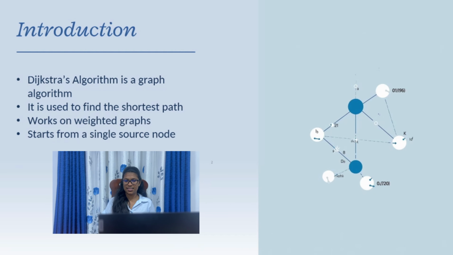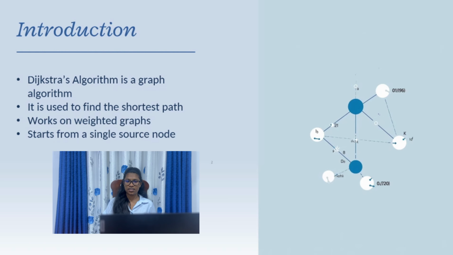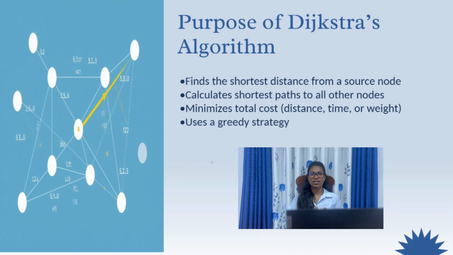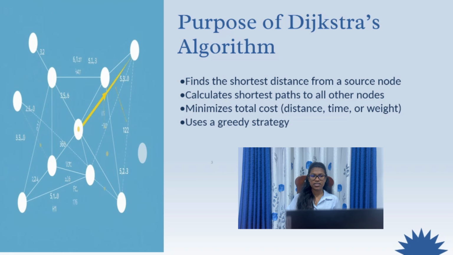Dijkstra's algorithm is a graph algorithm. It is used to find the shortest path, works on weighted graphs, and starts from a single source node. Let's talk about the purpose of Dijkstra's algorithm. The main purpose of Dijkstra's algorithm is to find the shortest distance from a node to all the other nodes. It always chooses the smallest possible distance step by step. This helps us save time, cost and distance in real-life problems.